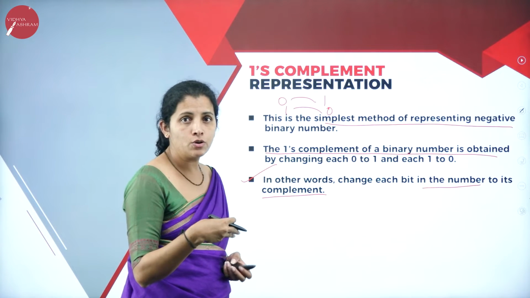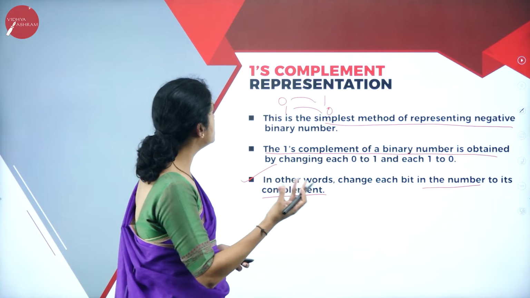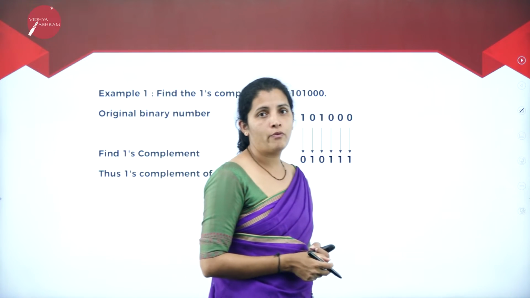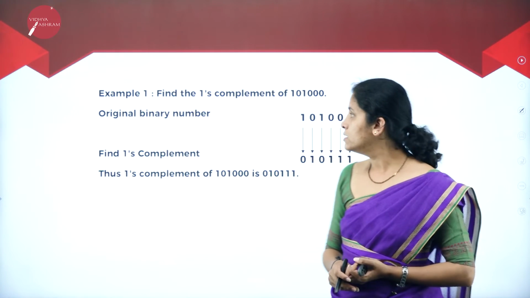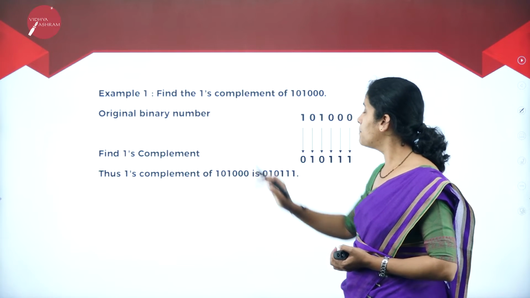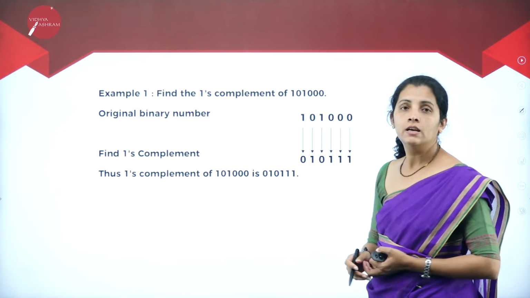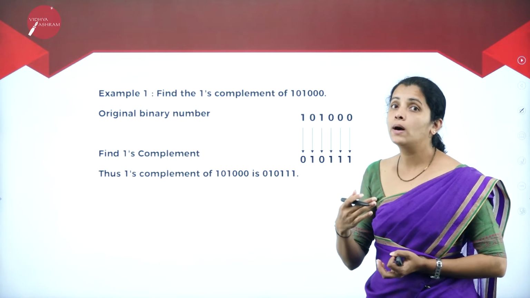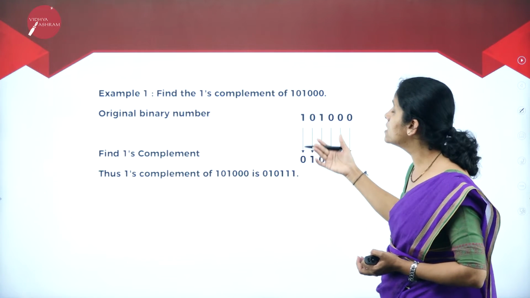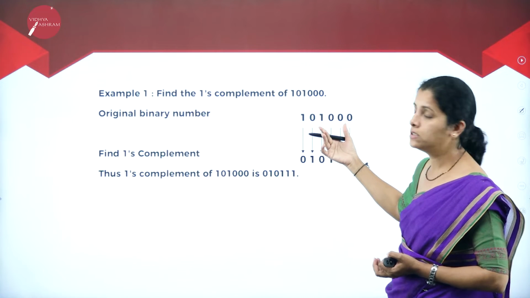If I am having 0, I will write 1. So, this is the way I can perform ones complement. I am having the example 1 0 1 0 0 0. Now, I want to take the ones complement of this binary number.